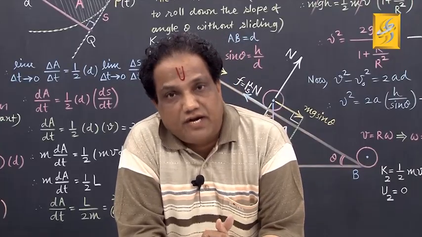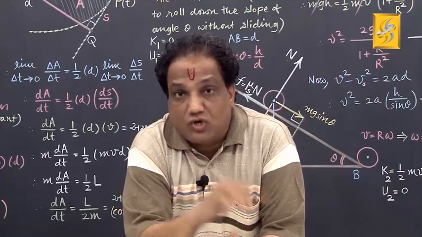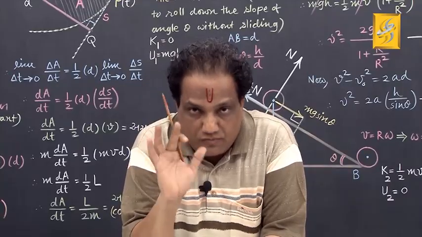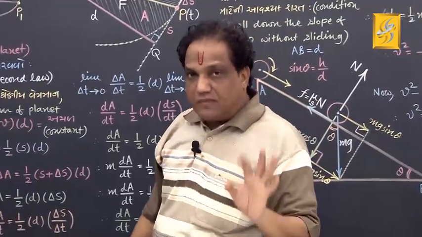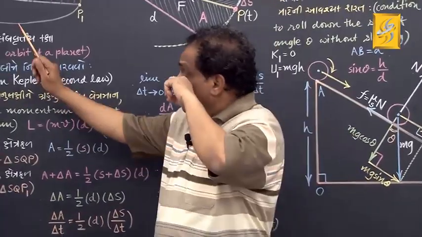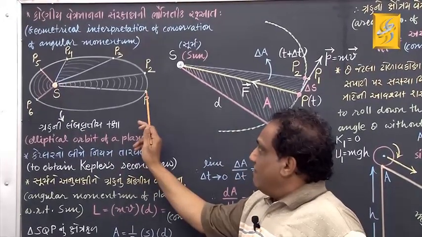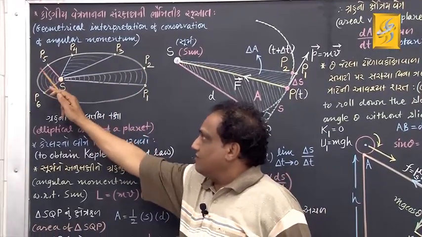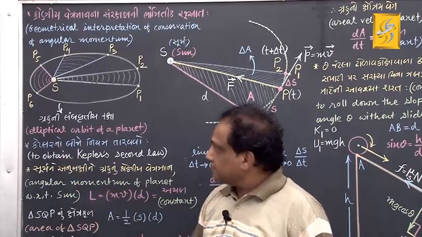What is that Kepler's second law? The same result is also giving you a geometrical interpretation of the law of conservation of angular momentum. How I am showing you. Look, before obtaining Kepler's second law, let me show you what that result is. The result is something like this. Suppose this is the position of the sun, and every planet revolves around the sun in an orbit of such a shape which is called an elliptical orbit.